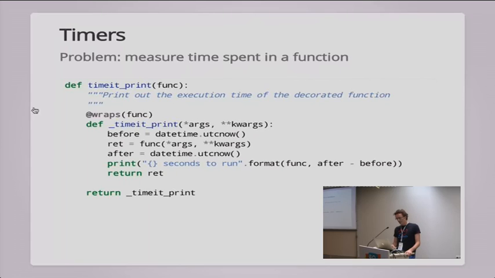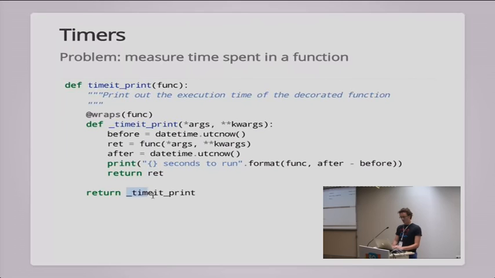So yeah, and then you define an inner function which will call the original one, store the result somewhere, store the time before and after, and then print out the time spent and return the original result. And then here, you return this inner function. Can show how that works.